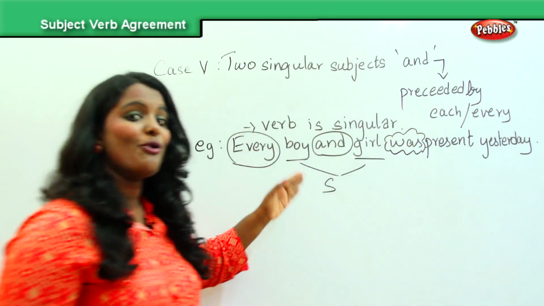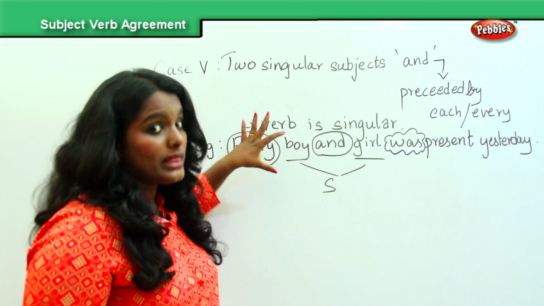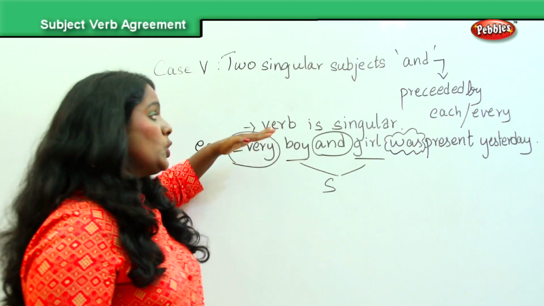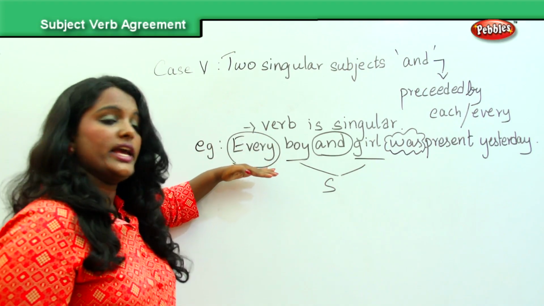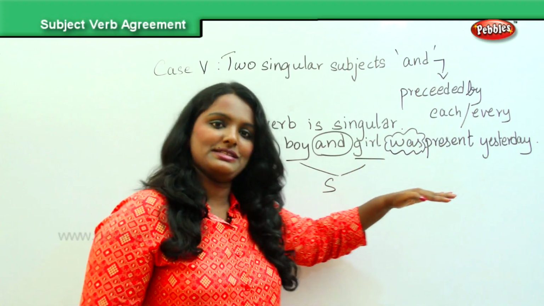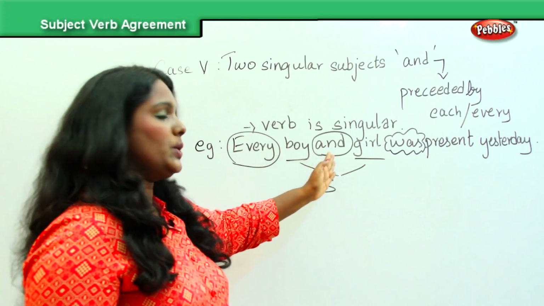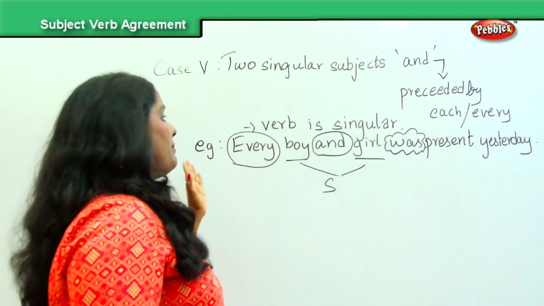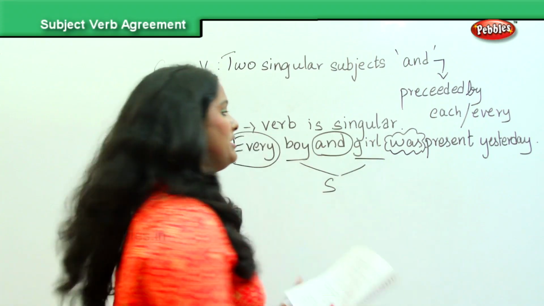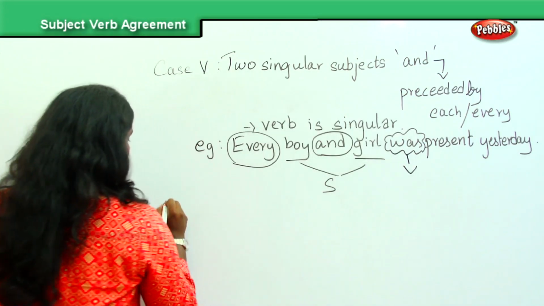I would not say the boy and girl were present yesterday, right? If it's without every, yes, I can say the boy and girl were present yesterday. But with every, I should say every boy and girl was present. I do not say were present. That is explained here. Two singular subjects joined with and, preceded by each and every, then your verb would definitely be singular, right? Let us go into case 6.